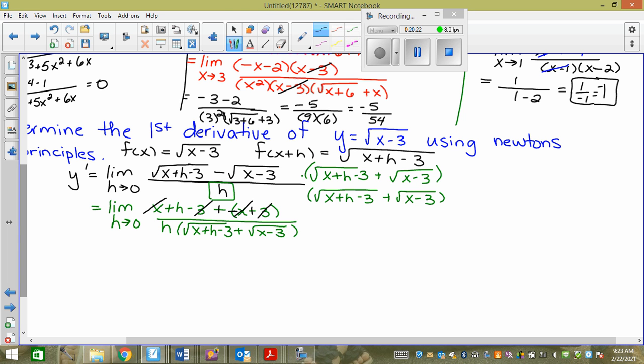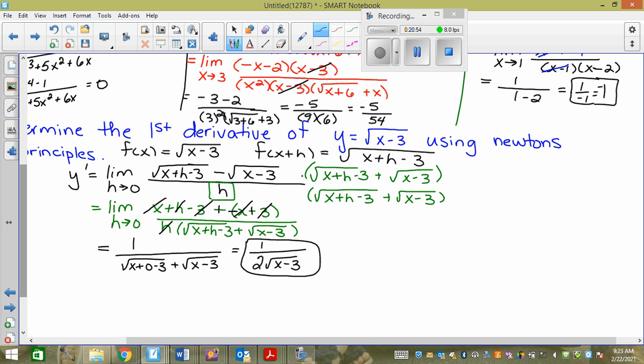Now I have just an h on the top and an h on the bottom, so those will cancel. And then I'm still left with a 1 on the top. And then I can fill 0 in. So I get 1 over square root of x plus 0 minus 3 plus square root of x minus 3, which equals 1 over, what's x minus 3 plus x minus 3? What's x plus, yeah, 2x minus 3, because it'd be like x plus x, 2x. So that's using Newton's first principle.